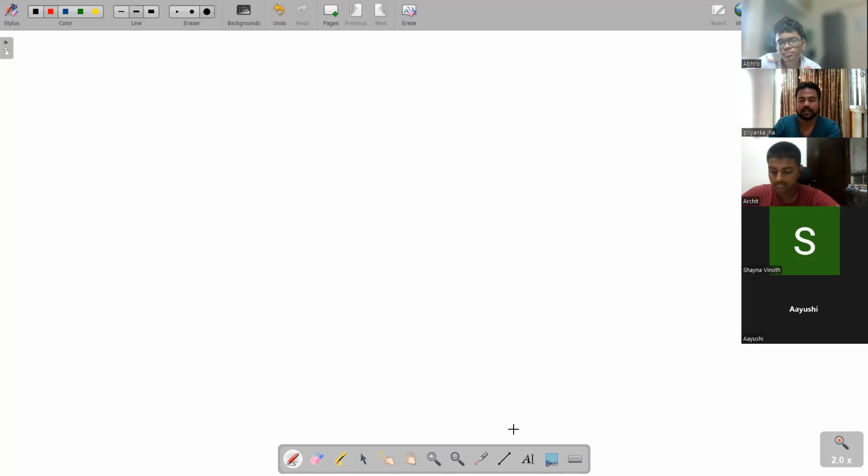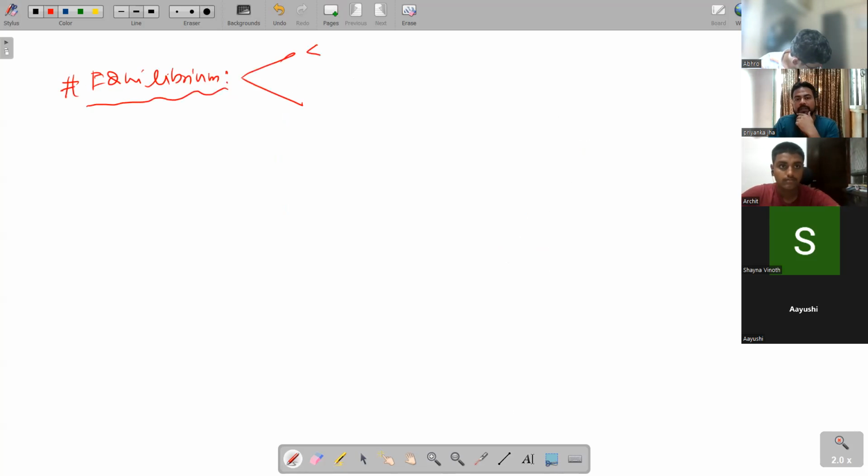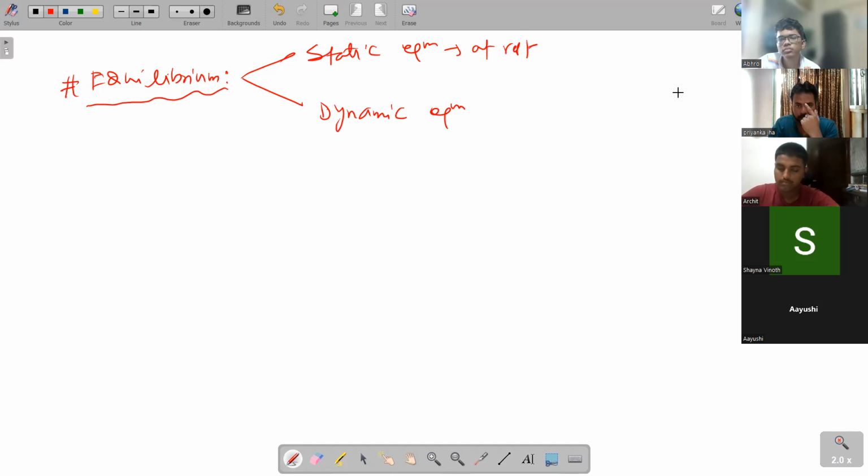Now see, one point is equilibrium. There are two types of equilibrium: static equilibrium and dynamic equilibrium. Static means at rest. At rest means velocity will be zero. But equilibrium basically means the net force should be zero. Net force, F net, or the sum of all the forces has to be zero.